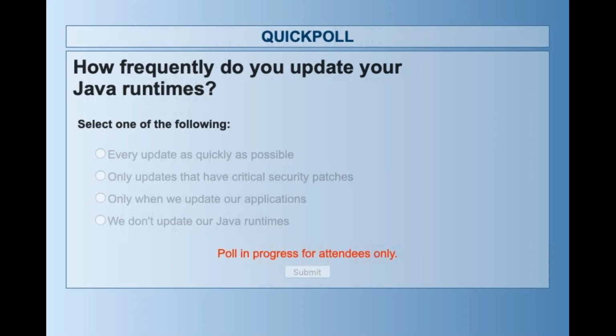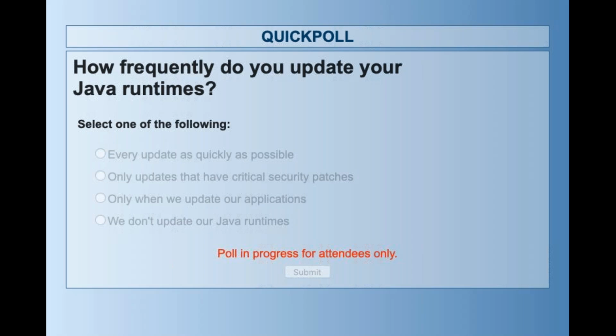Second one is that you only update if there is a critical security patch that needs to be addressed. And the third one is only when we have updates to applications. So if you update your application, you also update the JDK runtime. And then the last one is we don't update our Java runtimes. And so I think we've probably had long enough for that.